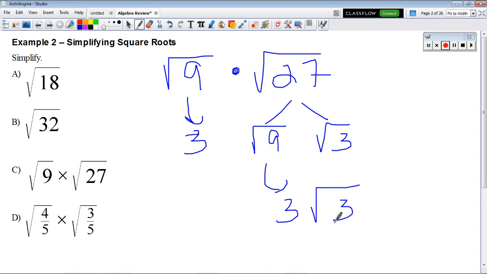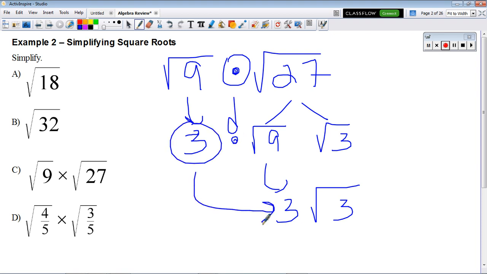Then I want to multiply this 3 to the result that I got here, and when I do that, I'm going to multiply this 3 to this 3, because those are both values that are outside the square root. That's going to make this 9 times the square root of 3, and that's what that would simplify to be.